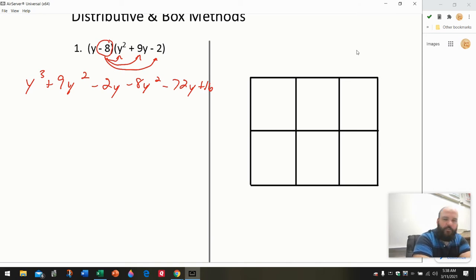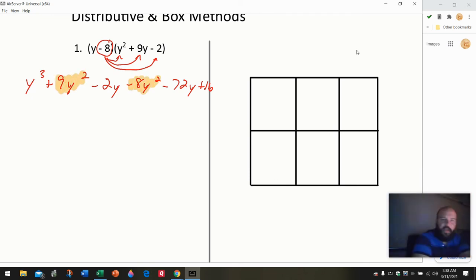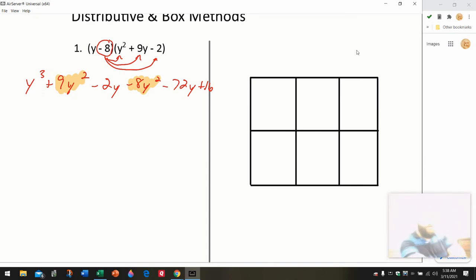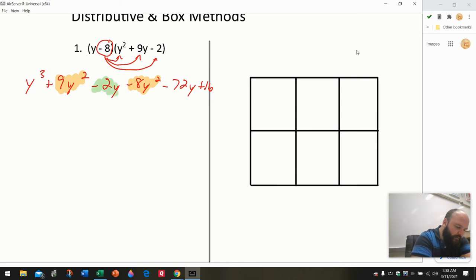Now, after we do that, we will go through and identify our like terms. In this case, we have a 9y squared, and we have a negative 8y squared. So both of those are like terms. Then we have negative 2y and negative 72y. So there are our other like terms.